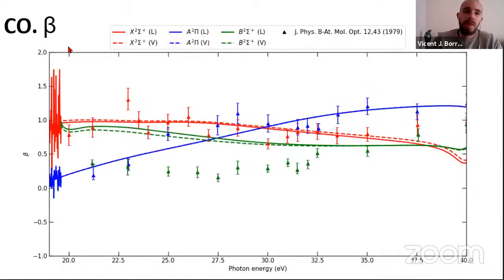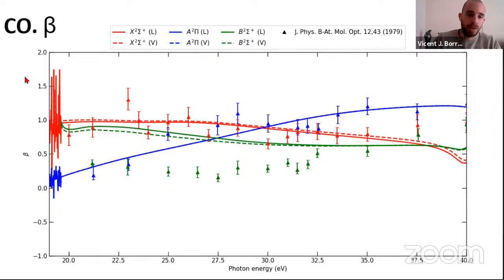Now I'm showing the beta symmetry parameter, the same way as before, in the energy region where there are experimental data. We see how our results match the experimental data, especially in the first and the second threshold, the red and the blue line. We also observe that the gauge invariance is quite good. And we also observe that in the presence of resonances, the beta symmetry parameter is changing abruptly.